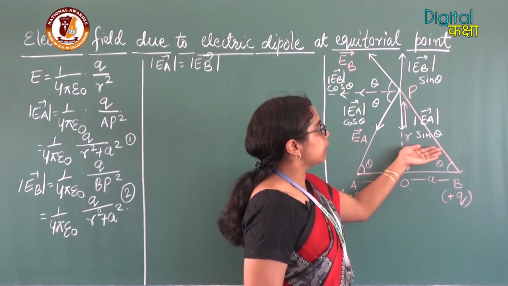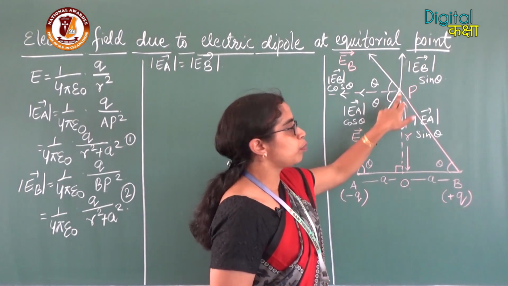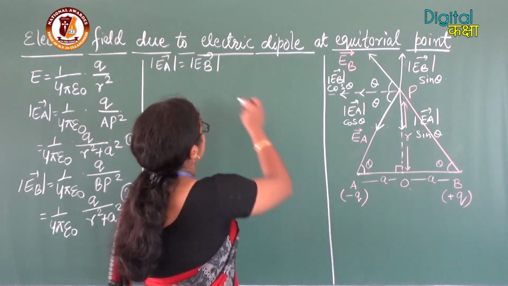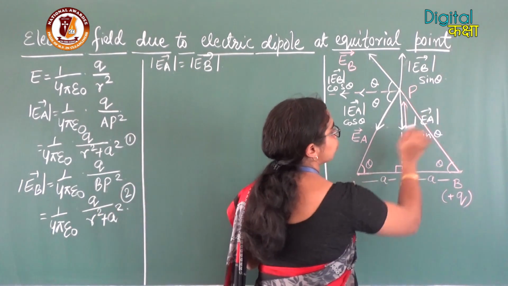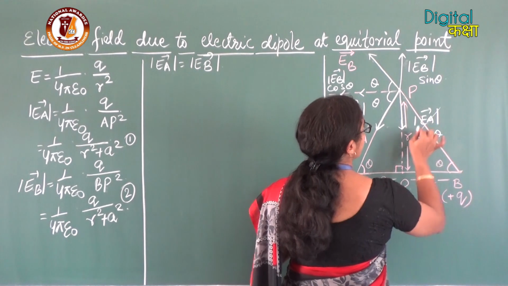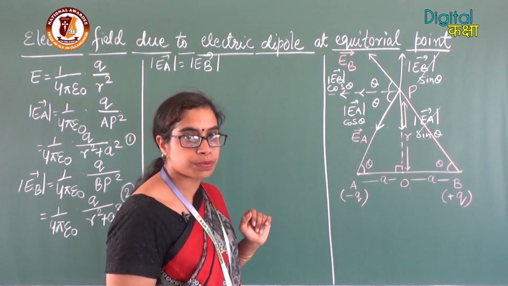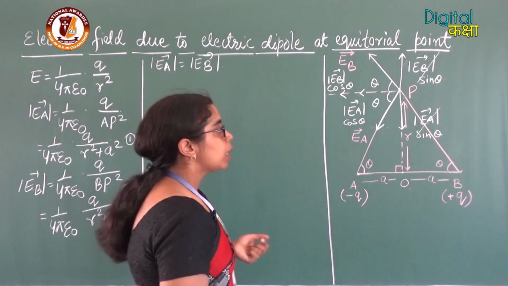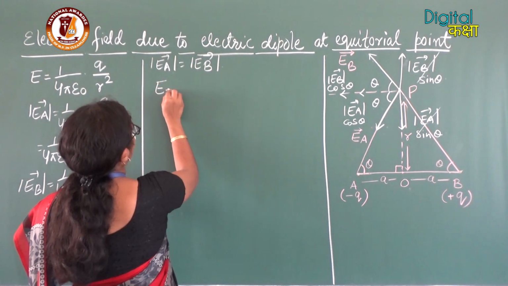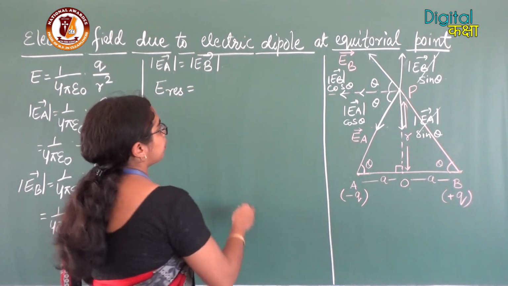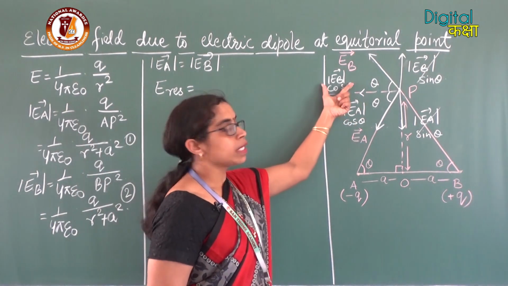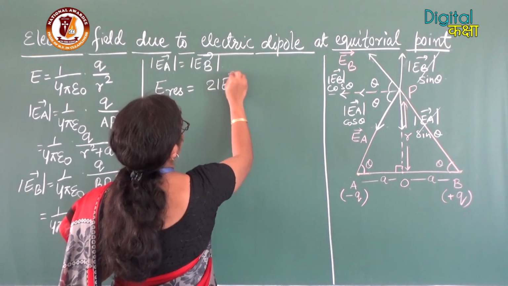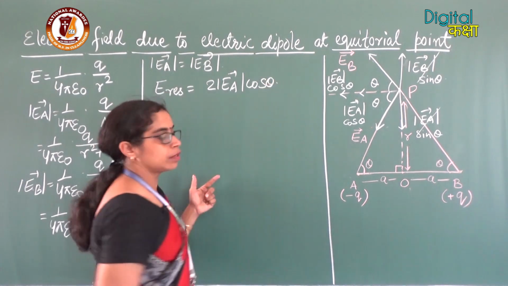Now, when the magnitudes are the same, let us come back to the vector diagram where we have EA sin theta and EB sin theta at point P, and these two components act in opposite directions. Since the magnitudes and the angles are the same, these two components cancel out. Now we are left with the two components EA cos theta and EB cos theta, using which we get the resultant E, which can be written as EA cos theta plus EB cos theta, or ultimately 2EA cos theta.